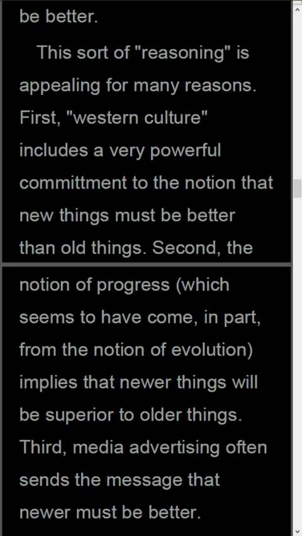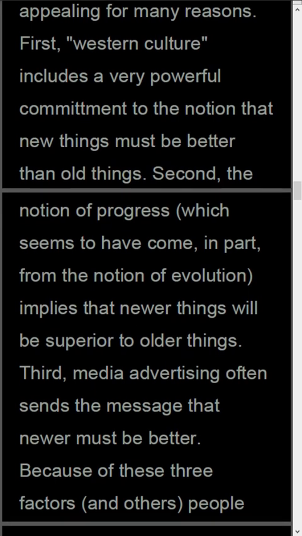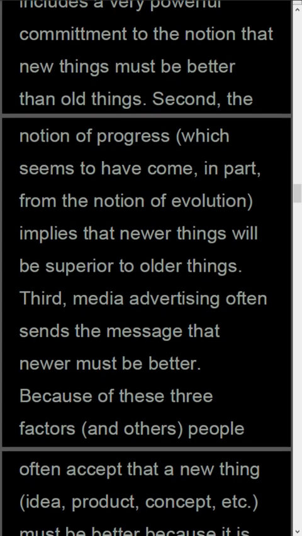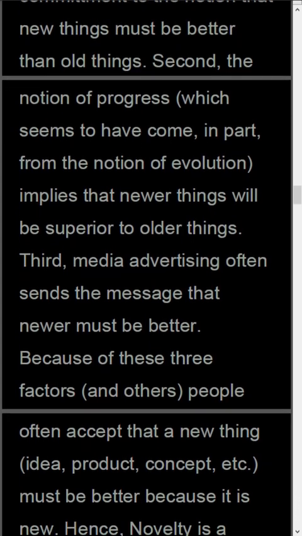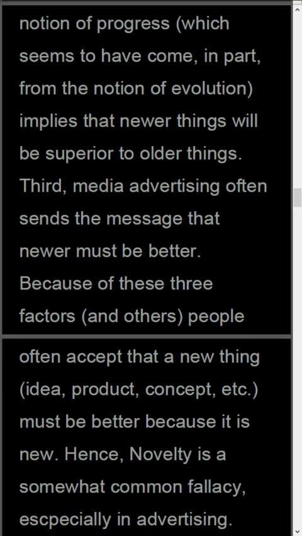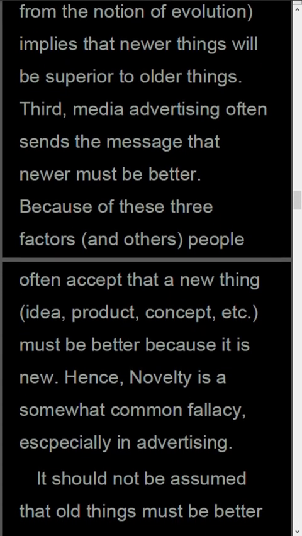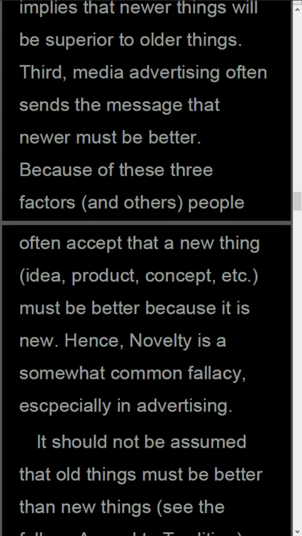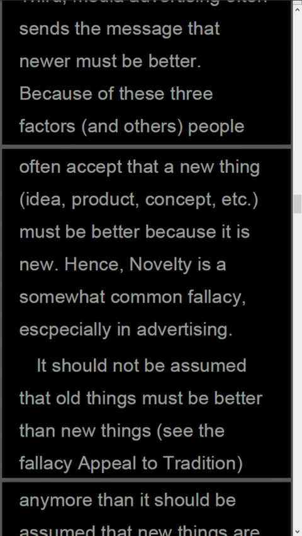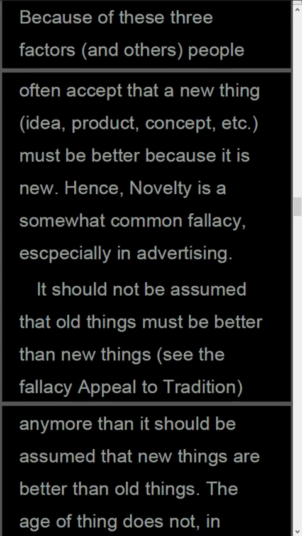First, Western culture includes a very powerful commitment to the notion that new things must be better than old things. Second, the notion of progress, which seems to have come, in part, from the notion of evolution, implies that newer things will be superior to older things. Third, media advertising often sends the message that newer must be better. Because of these three factors, and others, people often accept that a new thing, idea, product, concept, etc., must be better because it is new. Hence, novelty is a somewhat common fallacy, especially in advertising.